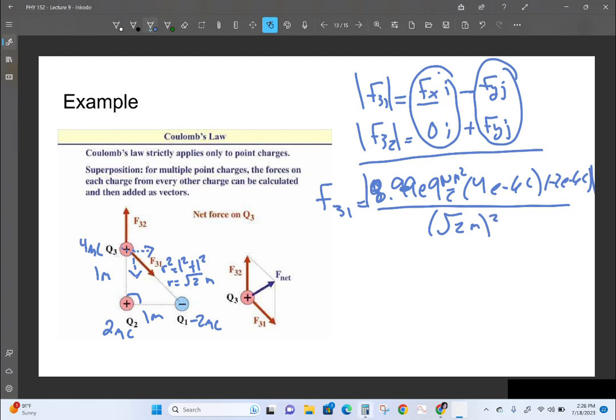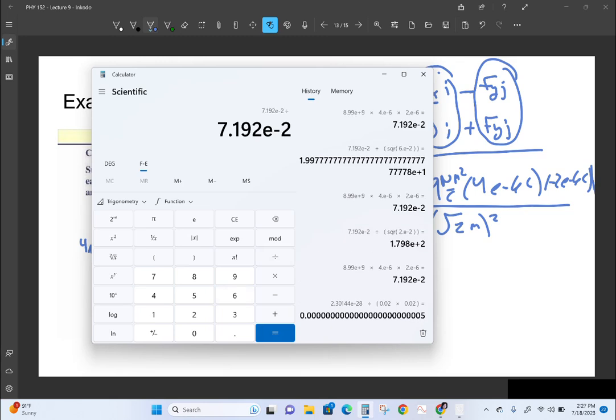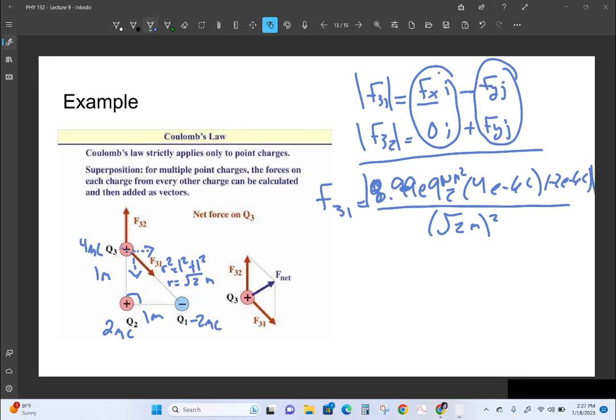When I start putting that in my calculator, it's going to look like this. 8.99 exponent 9 times 4 exponent negative 6 times 2 exponent negative 6. And notice I just dropped that negative because I want the absolute value of it, divided by the square root of 2 squared, which is 2. So this is going to be 3.596 e to the negative 2.